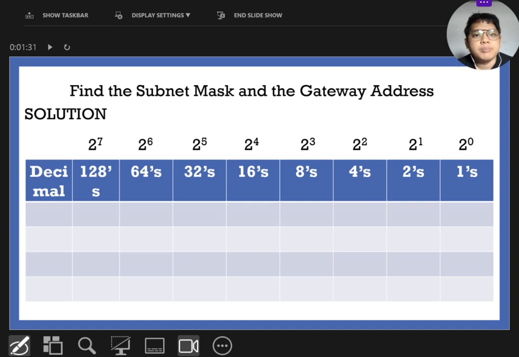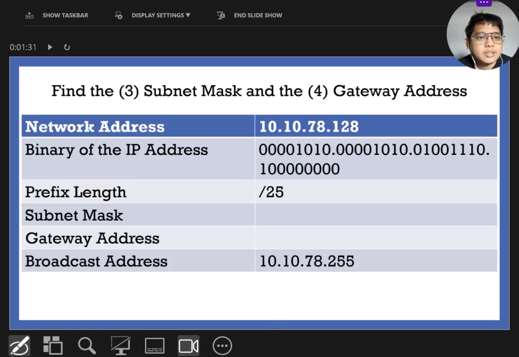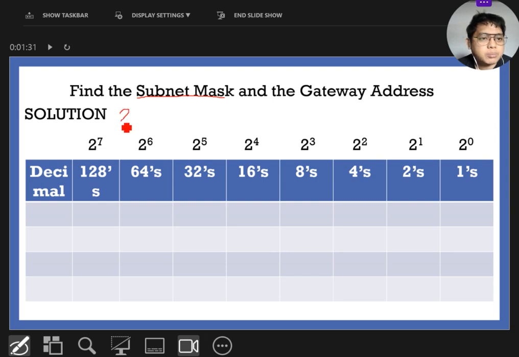For the next problem, we need to find the subnet mask and the gateway address. To find the subnet mask, we must convert our prefix length into binary. What is our prefix length? Our prefix length is 25. We know that the prefix length is equal to the number of 1 bits, so 25 is equal to 25 one bits, and the remaining bits are 0.